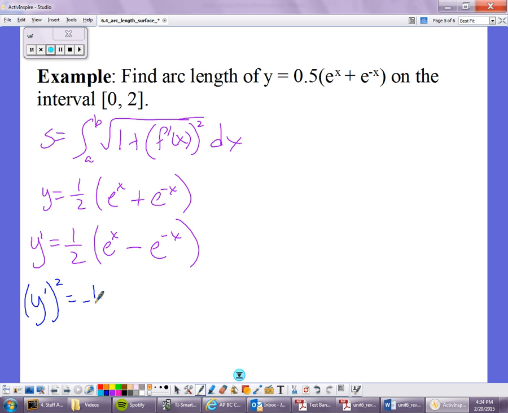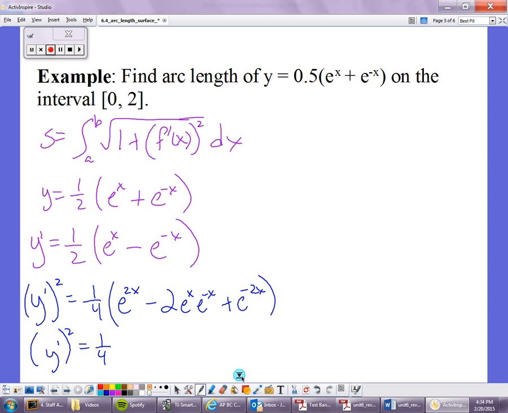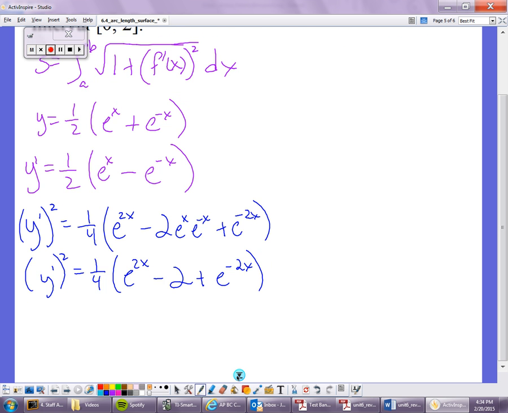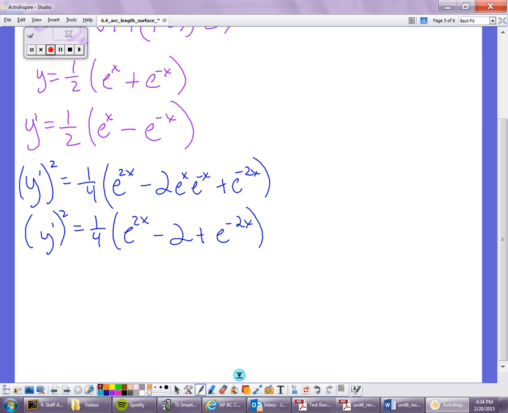So if we square this, we get 1/4 times e to the 2x, and I'll do this whole thing here: e to the x times e to the negative x, plus e to the negative 2x. And if I simplify that, I get 1/4 times e to the 2x minus 2, because e to the x times e to the negative x is just 1, so minus 2, plus e to the negative 2x. Alright, so here's my y prime squared. Now I can write up my arc length.